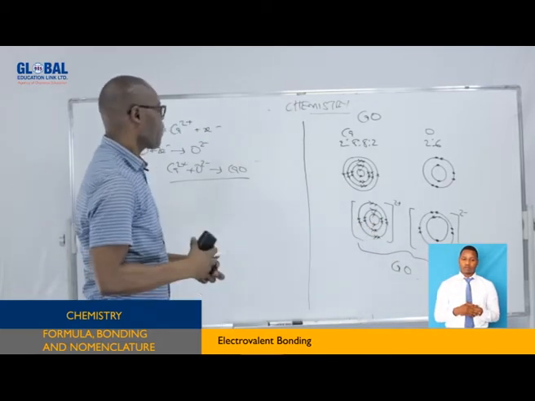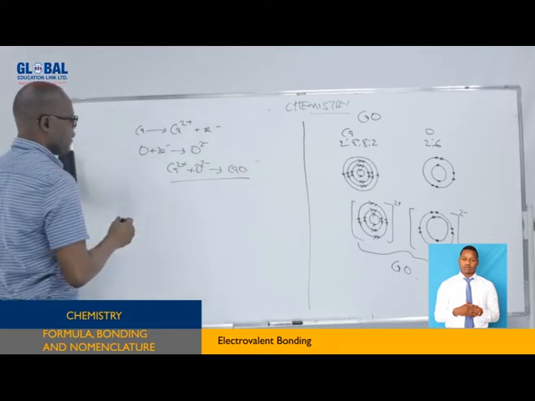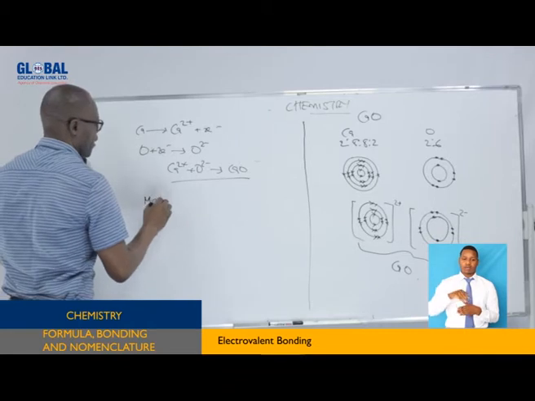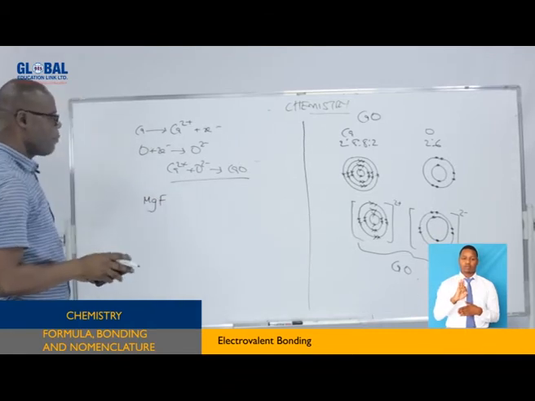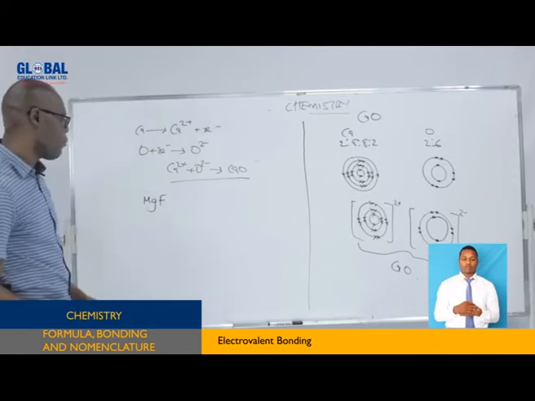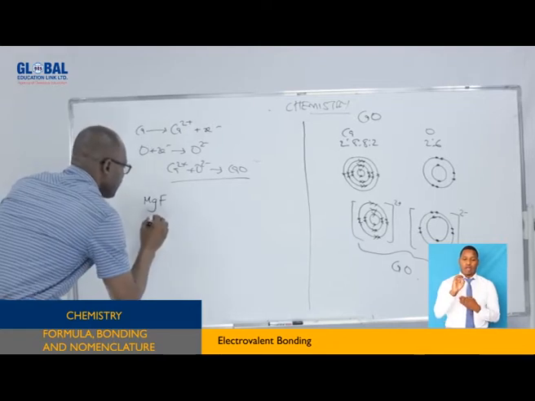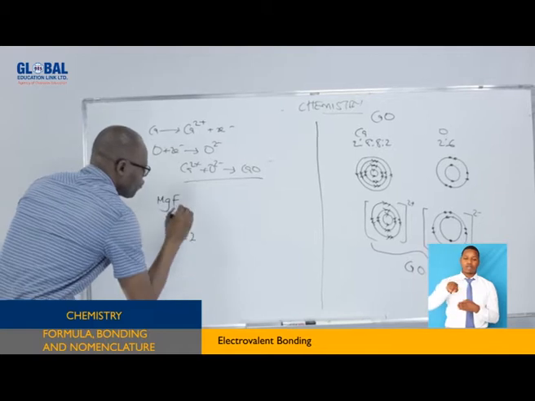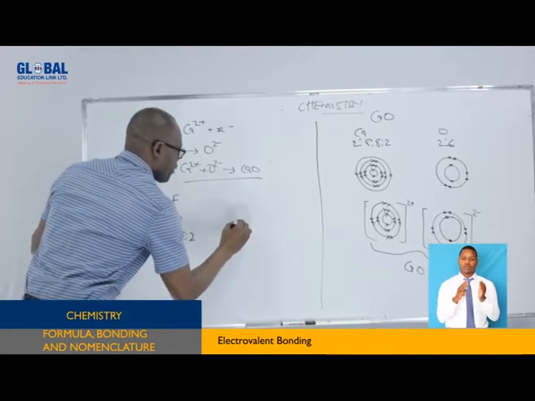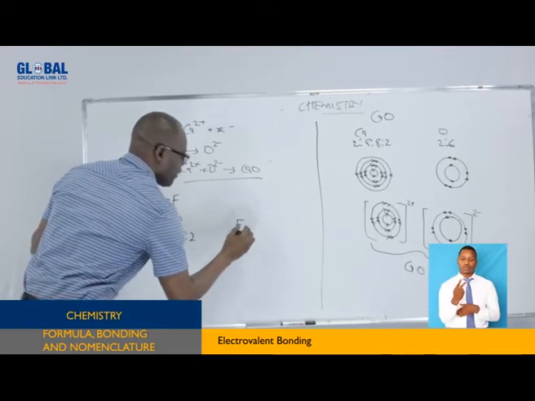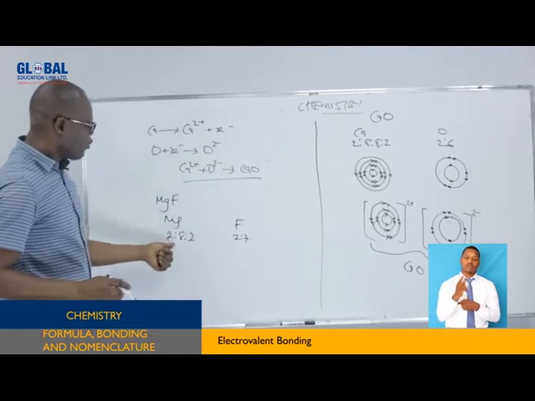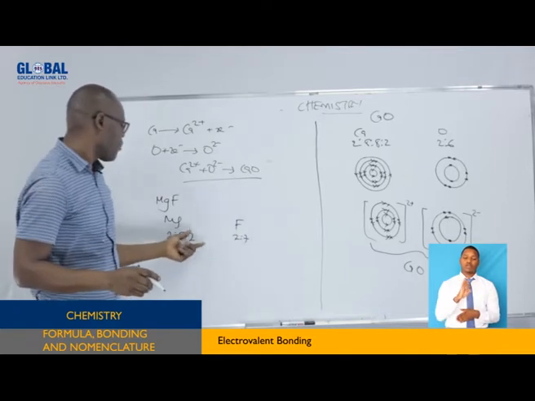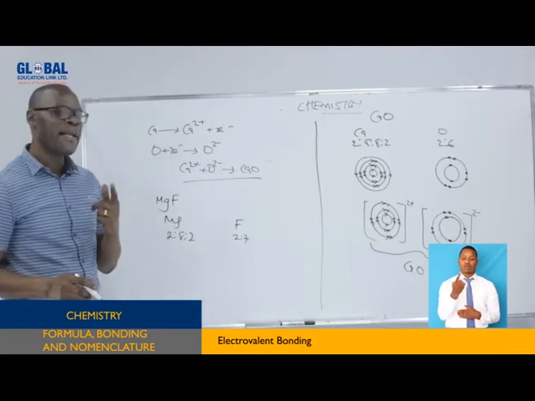Let's look at another example. Let's say we have magnesium fluoride. Magnesium fluoride is an ionic compound. Magnesium is 2, 8, 2. Fluorine is 2, 7. So what's going to happen? Fluorine needs only 1 electron to become stable, but magnesium needs to lose 2 electrons.